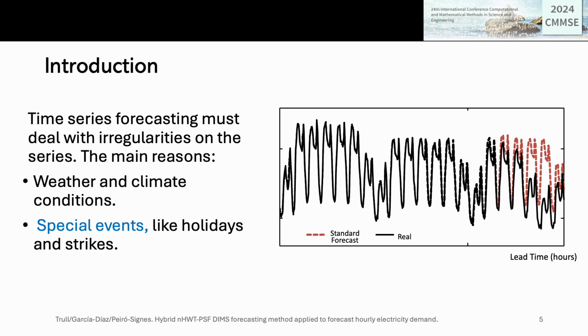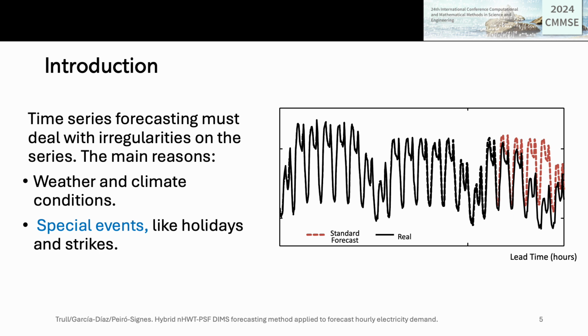We located two main reasons. The first one is the weather and climate conditions, and when we are talking about this, we are just saying the extreme conditions. But maybe the main reason why the series could have irregularities is special events, calendar events. These are holidays, bridges, strikes, whatever you can imagine. There is also, as you can see here, for instance, in the picture at the right side.